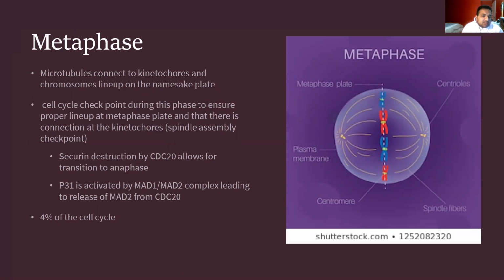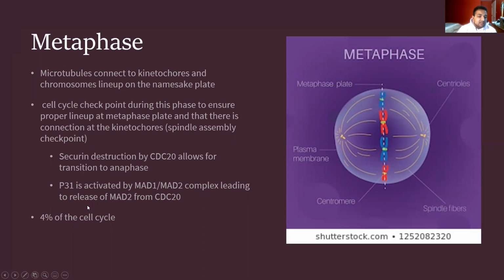Metaphase: microtubules connect to the kinetochores, and chromosomes line up on the namesake plate, which is the metaphase plate here. So this is exactly at the center of the cell. A cell cycle checkpoint during this phase is to ensure that they are properly lined up and that these spindles are actually connected. This is also sometimes referred to as the spindle assembly checkpoint. Securin destruction by CDC20 allows for the transition into anaphase. So this ends the checkpoint. And p31 is activated by the MAD1, MAD2 complex, leading to release of MAD2 from CDC20.